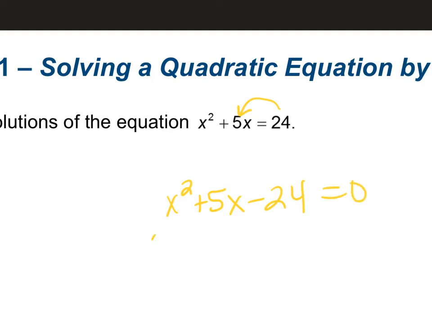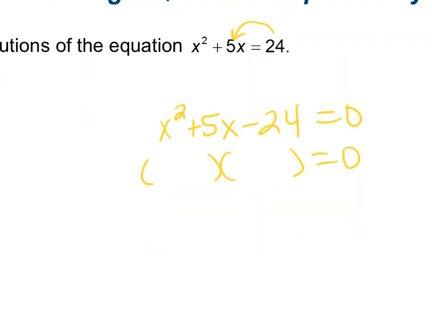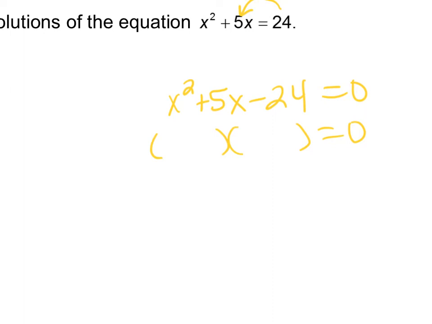And then you just ask yourself, is there a GCF? No, this is a trinomial. So what are the factors of negative 24 that give me negative 24 when I multiply, but a positive 5 when I add? What would that be? But add to give me positive 5. 8 and 3. Yep. What kind of 8? What kind of 3? Positive 8, negative 3. Perfect.